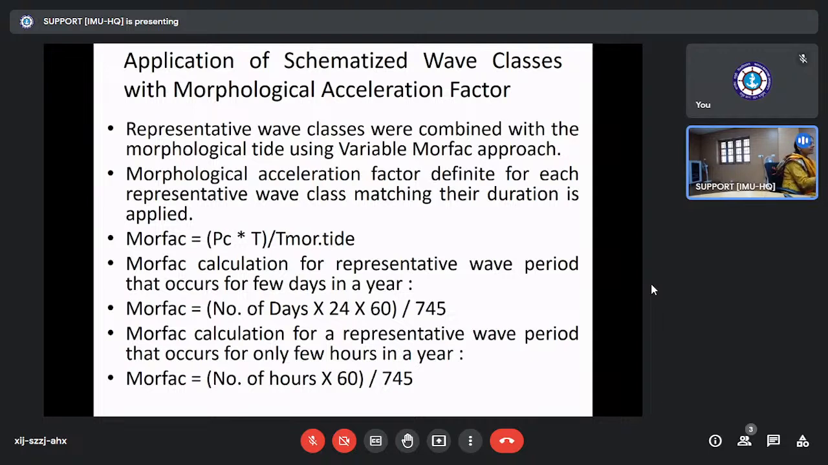Morfac is calculated as follows: if suppose a wave class occurs for a few days in a year, Morfac is the number of days times 24 times 60, that is 24 hours and then 60 minutes, divided by 745. 745 is the computational time between wave and flow. Similarly, if it occurs only for a few hours in a year, then it is the number of hours times 60 divided by 745.